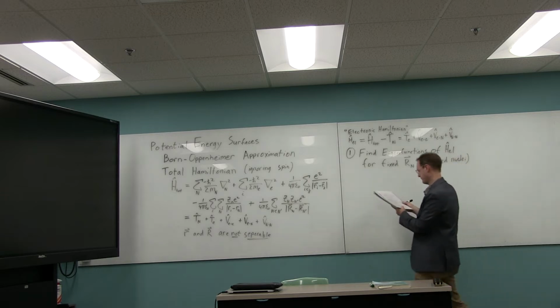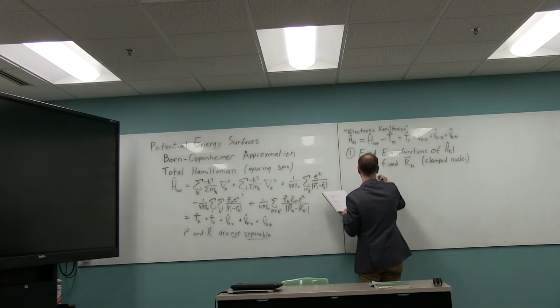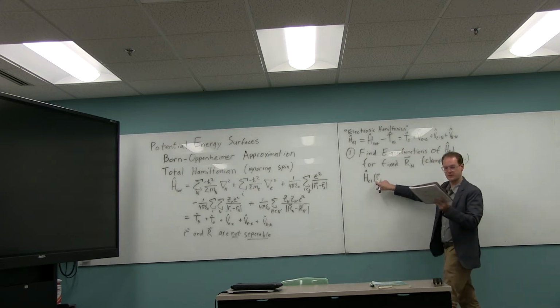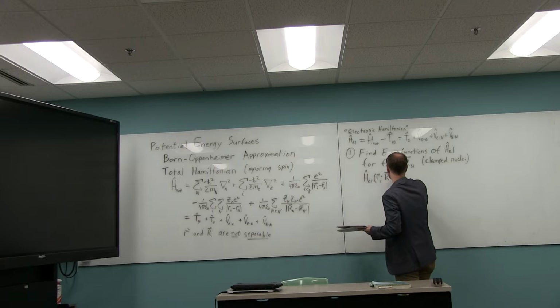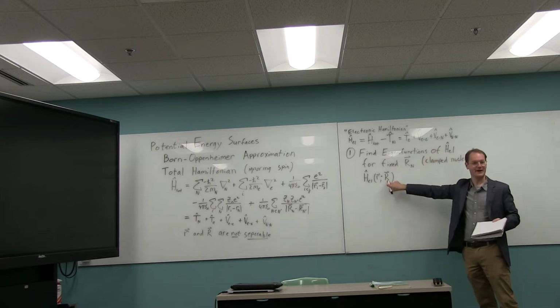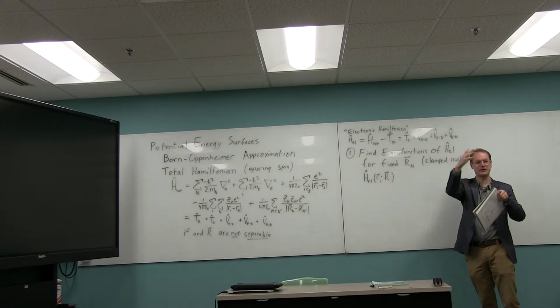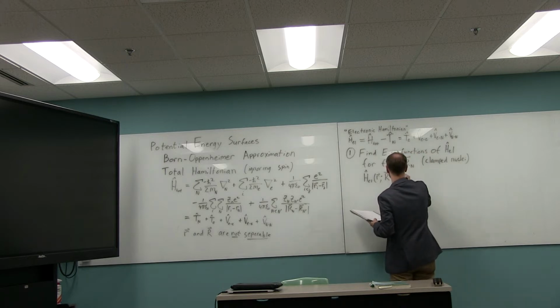And so we can write that as follows. We have this electronic Hamiltonian. It depends on the electronic coordinates, but it also depends parametrically on the nuclear coordinates, right? If you change the nuclear coordinates, you get a different system of clamped nuclei, and you get a different electronic wave function. Okay?